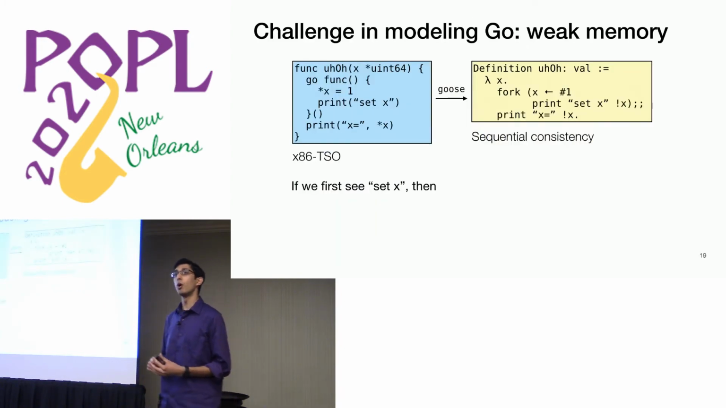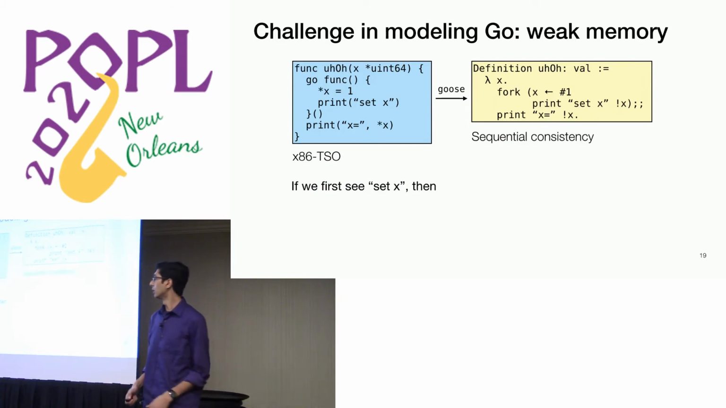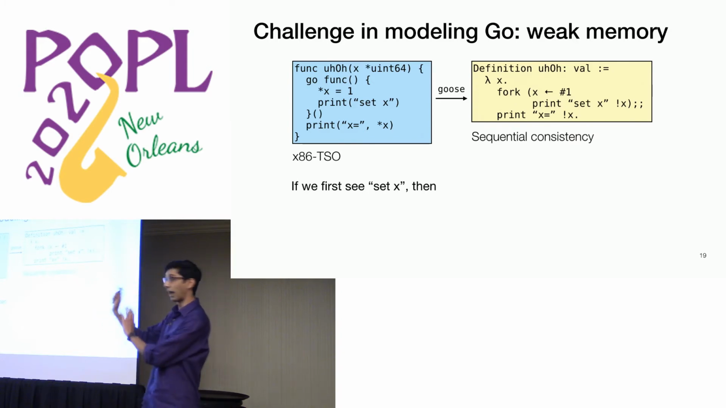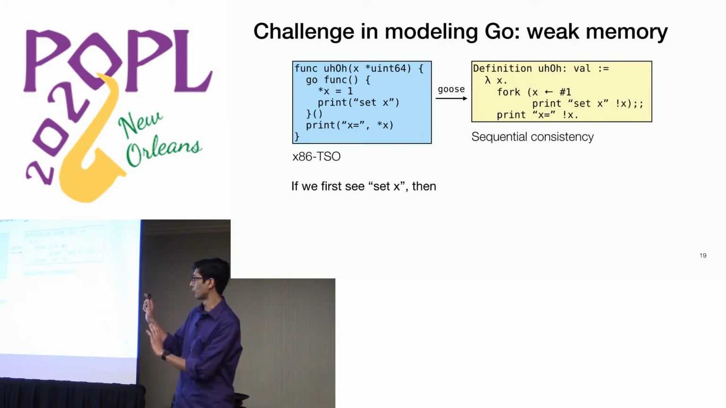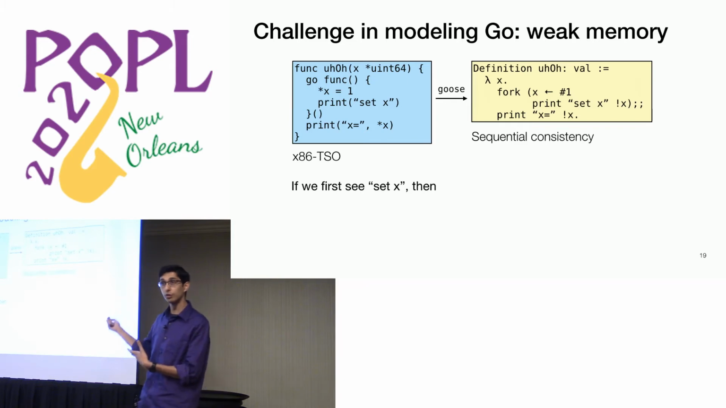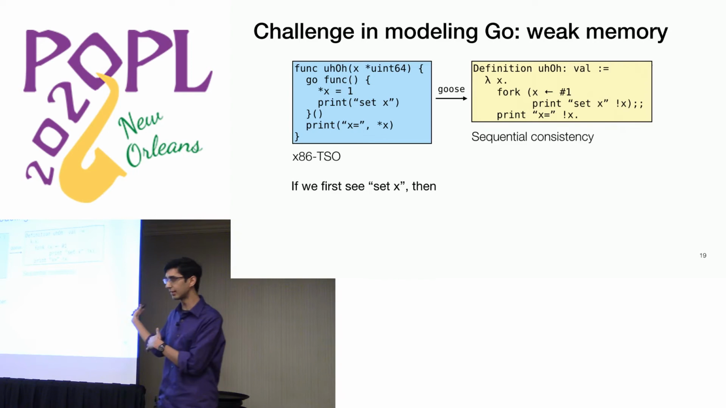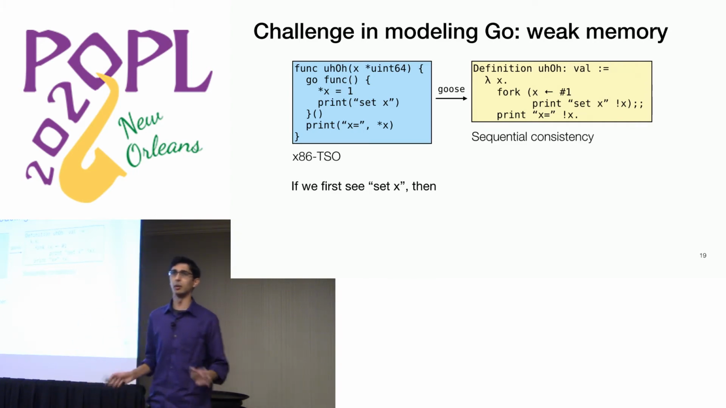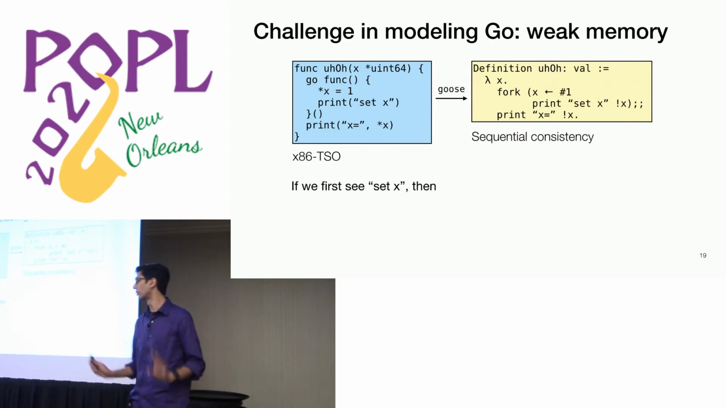Okay, one challenge in modeling GooseLang, which required an interesting semantic model, is weak memory. To illustrate this problem, I've given an example of a function in Go, which is valid and has some behaviors, and then here's the translation. For the purpose of this slide, imagine that our GooseLang language has sequential consistency. It turns out that this will not be the case, but just imagine that it's sequentially consistent, and imagine that Go has x86 TSO behaviors and nothing more. Again, Go is a little bit more complicated than that, but this will turn out not to matter.